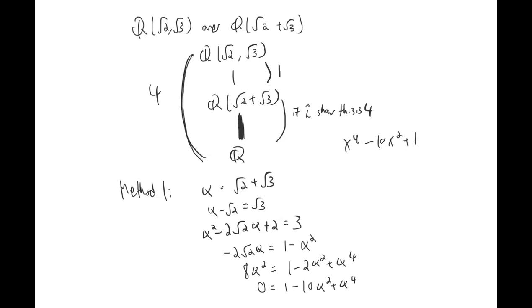This is the old-fashioned way. We do it explicitly. We try to find this explicitly. So what do I want to know from this if I want to show this is degree 4? What do I need to know about this polynomial?